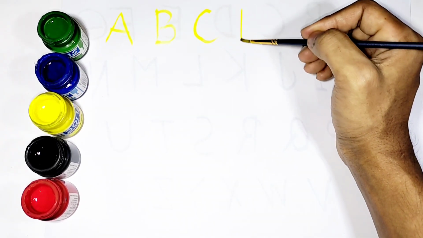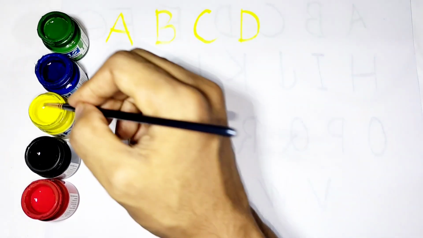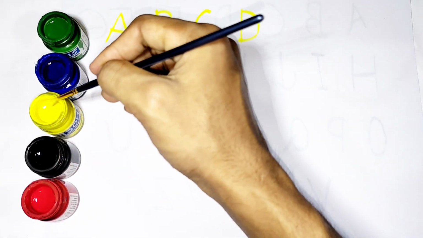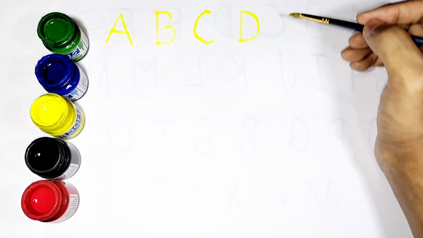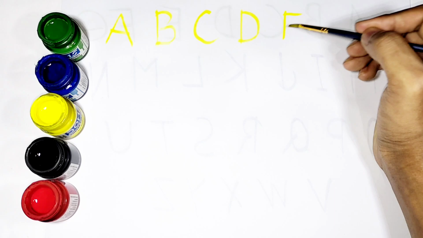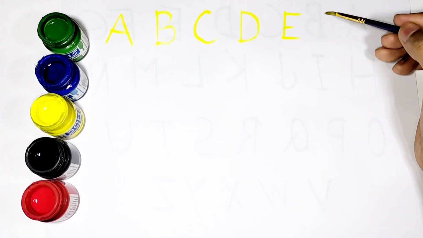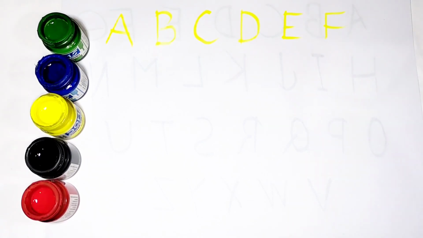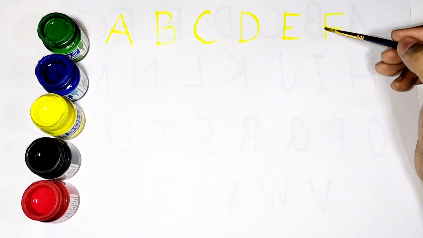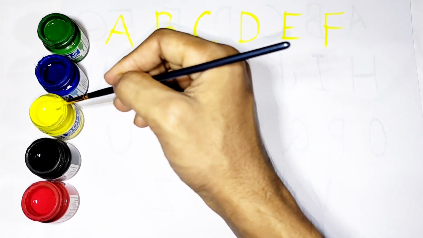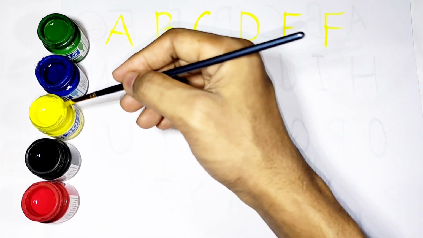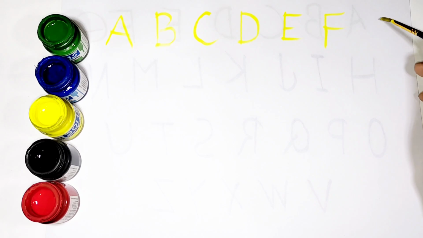Now we draw D. D for dog, D for doll. The next one is E. And the next one is F. The alphabet of F. F for fish, F for fan. The next one is G. Now we draw the alphabet of G. The next one is H.